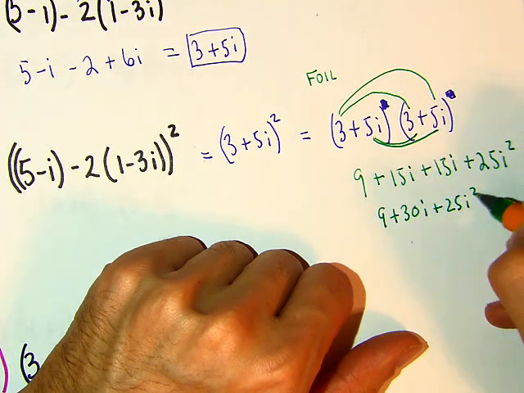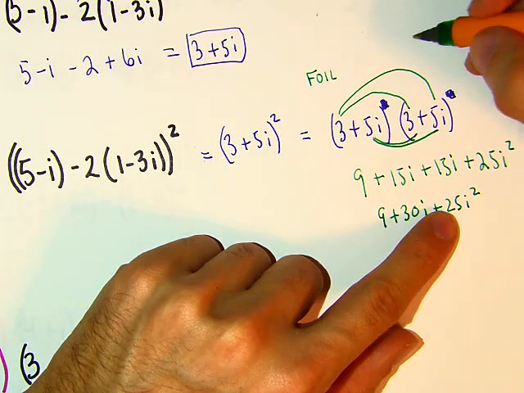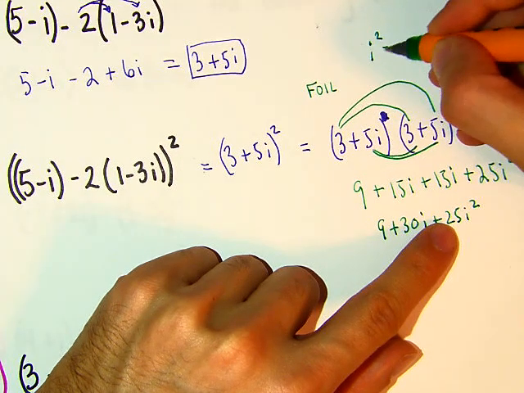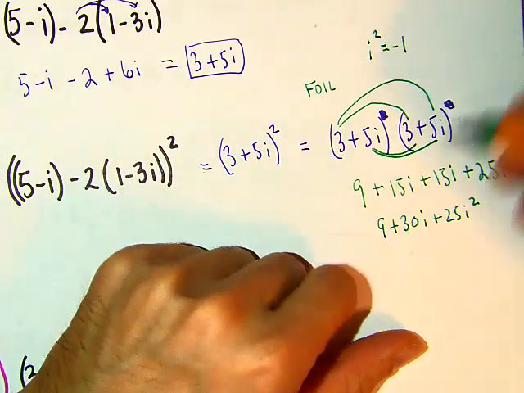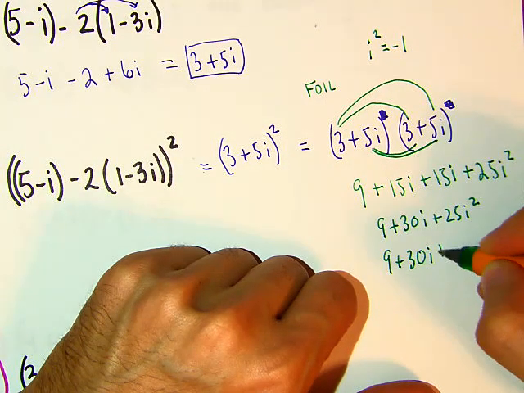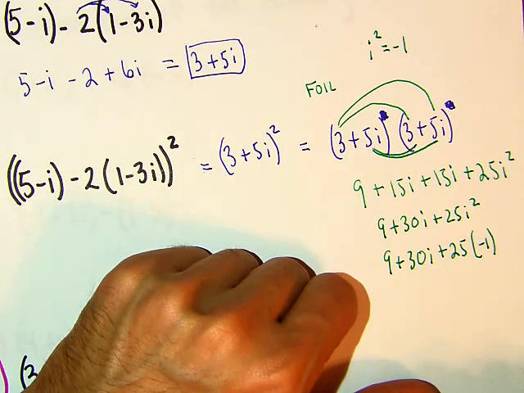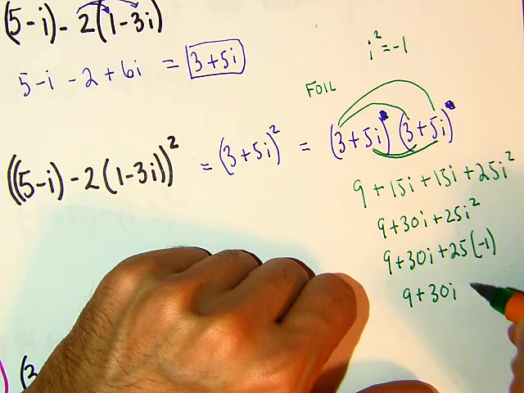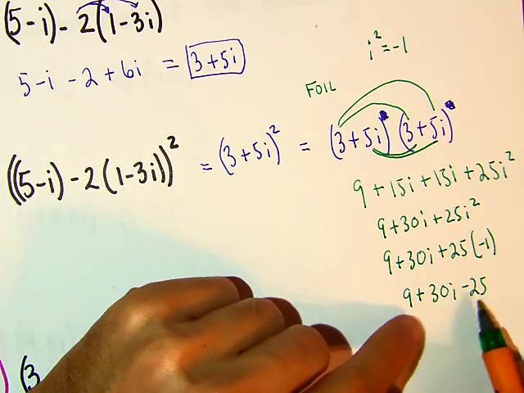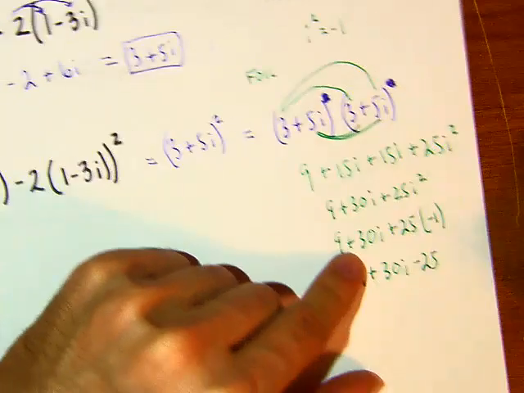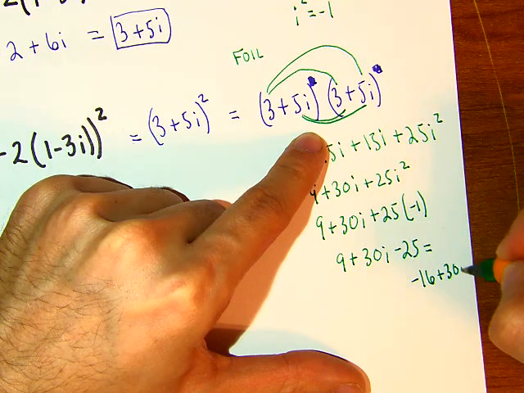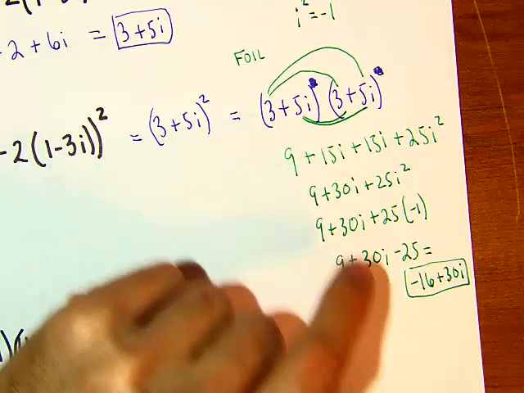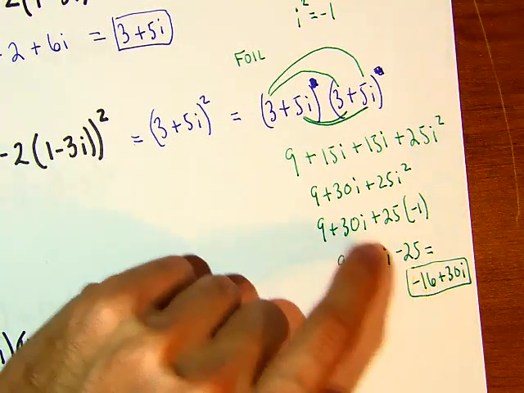Now once we get to this point, it's very important that we always remember that i squared is equal to minus 1. Okay? So we can substitute minus 1 for this i squared. So this becomes 9 plus 30i plus 25 times minus 1. And this just becomes 9 plus 30i minus 25. And when we combine, you see this, we can't combine anything, but this we can. And this just becomes negative 16 plus 30i. Right? And that's it.